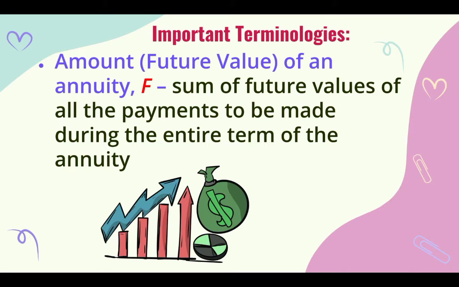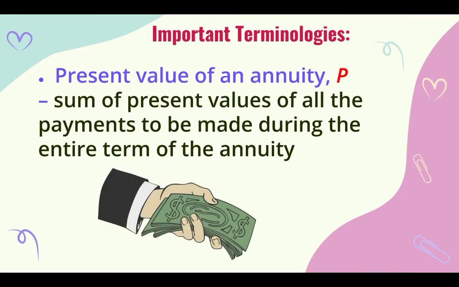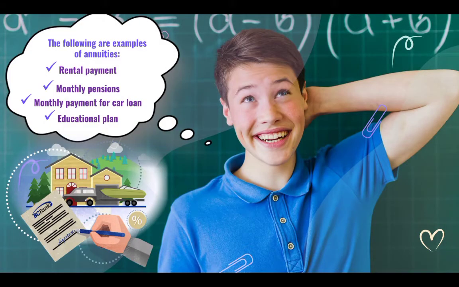Amount of future value of an annuity, denoted as F, is the sum of future values of all the payments to be made during the entire term of the annuity. So it is the sum of all the future values. And lastly, the present value of an annuity, denoted as P, it is the sum of present values of all the payments to be made during the entire term of the annuity. So these are the following examples of annuities. One is the rental payment. Another is the monthly pensions.